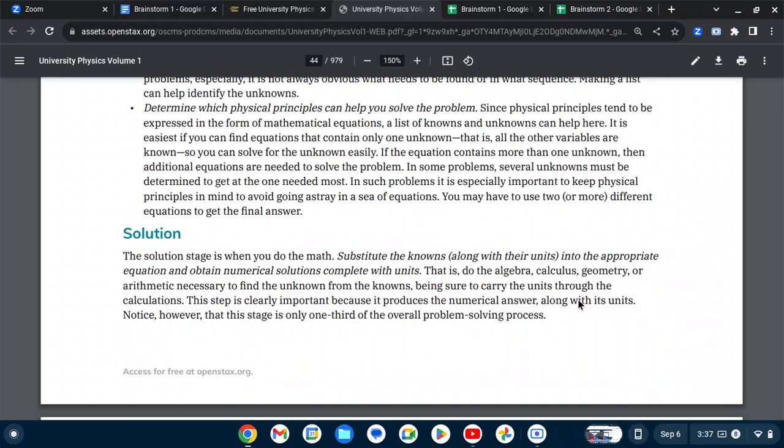If the equation contains more than one unknown, then additional equations are needed to solve the problem. In some problems, several unknowns must be determined to get at the one needed most. In such problems, it is especially important to keep physical principles in mind to avoid going astray in the sea of equations. You may have to use two different equations to get the final answer.